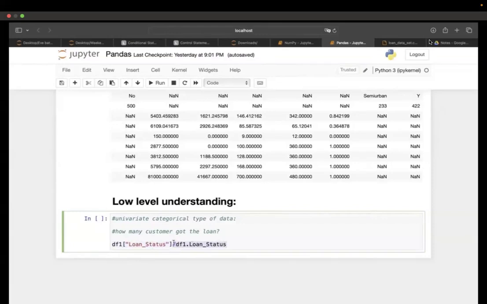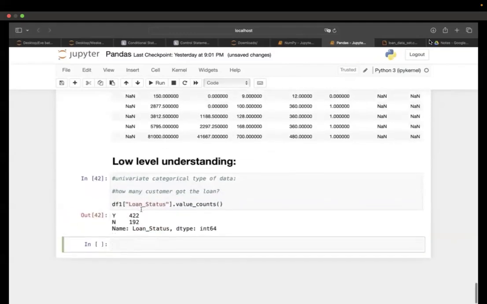So I'm selecting the loan status column and simply writing dot value counts. Understand that, guys, we are performing univariate categorical type of analysis. Okay, which means it is going to give me the answer for categorical type of data only. Don't go and apply this value counts on a numerical type of feature. Of course, it is going to work. I'm not denying it, but it is not going to give you any meaningful insight, which means you're wasting your time.